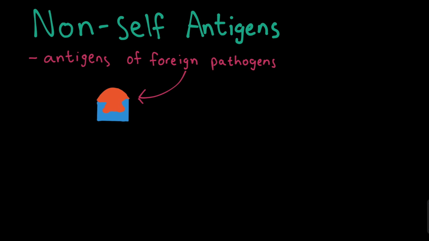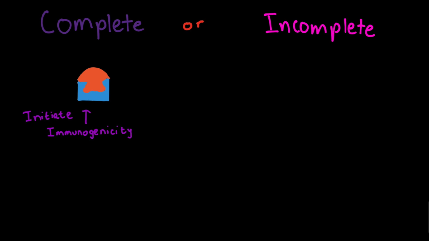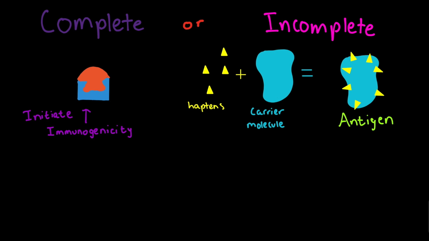Non-self-antigens, as the name implies, are the antigens of foreign pathogens that the immune system will attack. These antigens can also be complete antigens or incomplete antigens. Complete antigens differ from incomplete antigens in that they can issue an immune response by themselves. Incomplete antigens such as haptens are too small to be immunogenic by themselves, but when they bind to a large carrier such as a protein, they can issue an immune response.